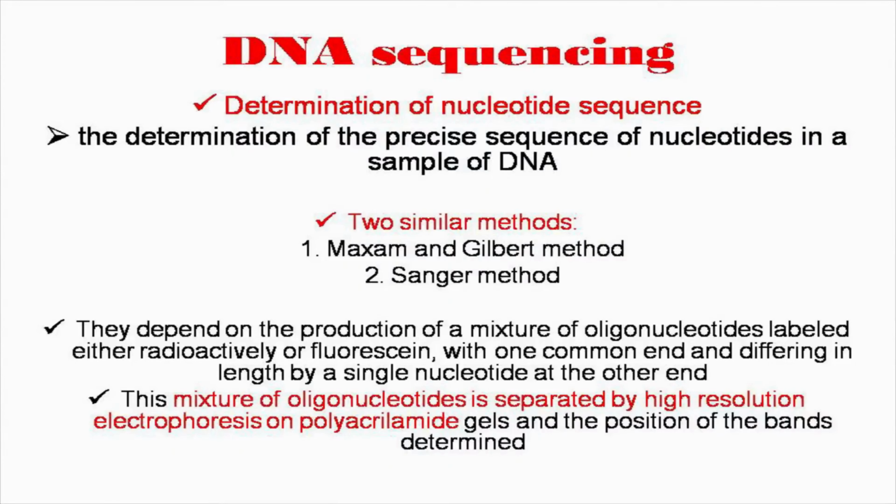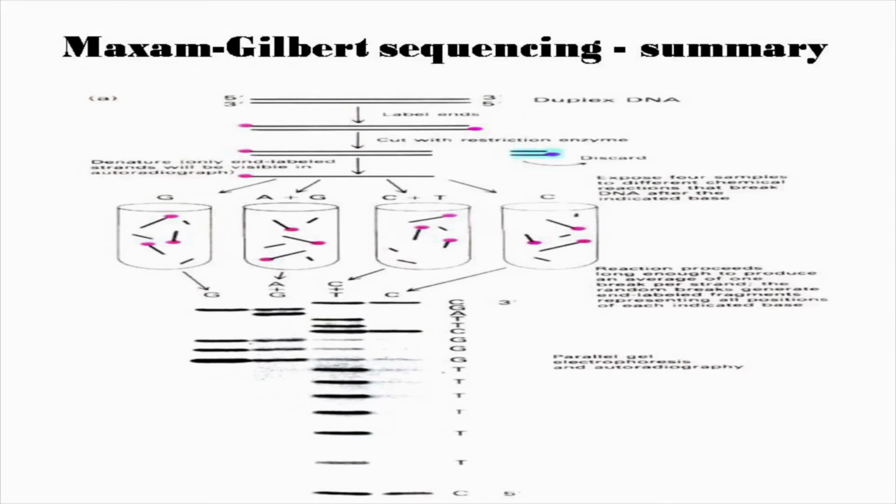If you check the methods of sequencing, the first method which was introduced is Maxam-Gilbert's method. So what is Maxam-Gilbert's method? Maxam-Gilbert's method is a method where a few chemicals are used for the conversion of the bases or for the cleavage of the bases.